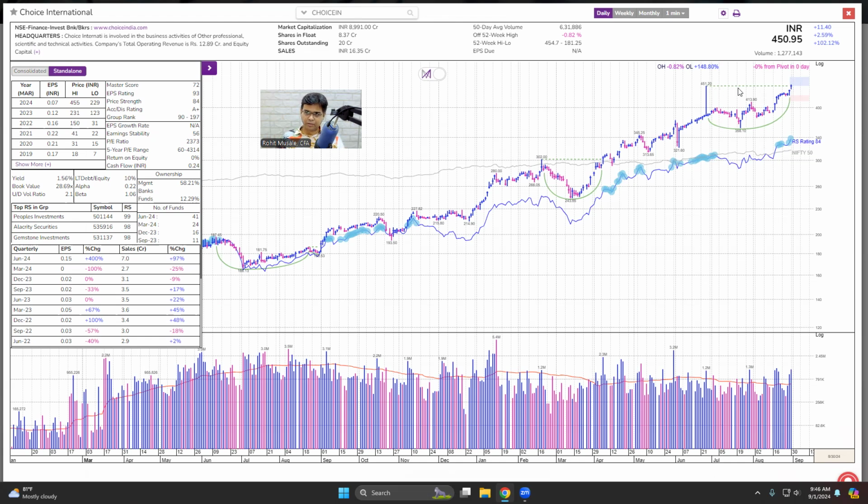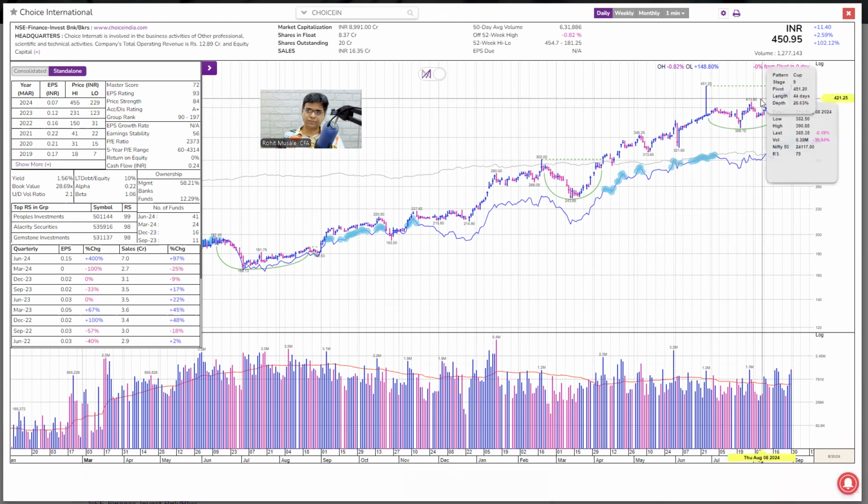Okay. And MarketSmith is such a great platform that they mark that base for you. See this dotted line. So all I have to do is just click here. Okay. And it gives me at what base I am buying the stock at. So it says, see in the top rectangle, when I click here, it pops up two rectangles. In the top rectangle, it shows pattern is cup and stage is 9. Stage 9 means base 9.